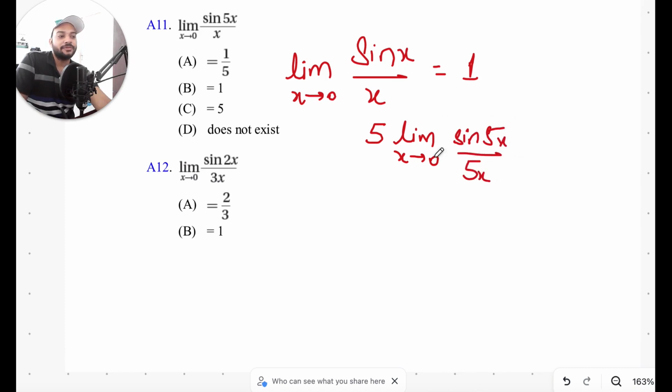Now limit of sine 5x over 5x is 1. So 5 times 1, the value is 5. The limit is 5. Okay.